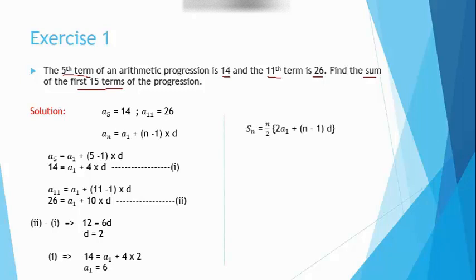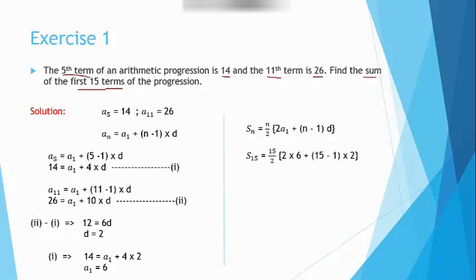Now we know the first term and the common difference, and we are asked to find the sum of the first 15 terms of the progression. So now is the time for us to work out the sum of the first n terms. The general equation is Sn equals n by 2 times 2a1 plus n take away 1 times d. So we are going to substitute 15 for n.